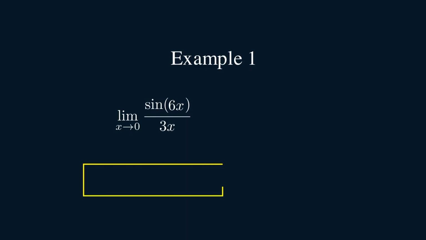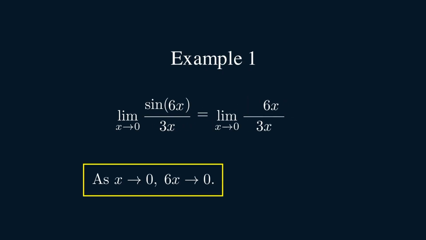Now, let's find some limits using the generalized result. In this example, as x approaches 0, the input 6x of the sine function approaches 0. So we can simply remove the sine function, keeping just its input, and simplify. The value of this limit is 2.